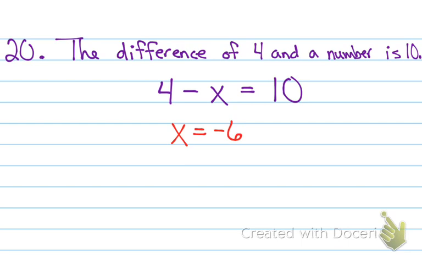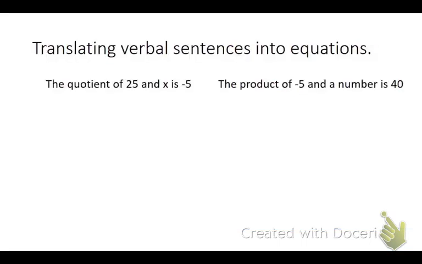Okay, so on to our very last slide, which is just more verbal sentences as equations. All right, the quotient of 25 and x is negative 5, and the product of negative 5 and a number, so again, a number, I can use whatever variable I want, is 40. So we could see it written either way. Go ahead and make your equations. Don't necessarily solve. I need an equation first and then your answer.